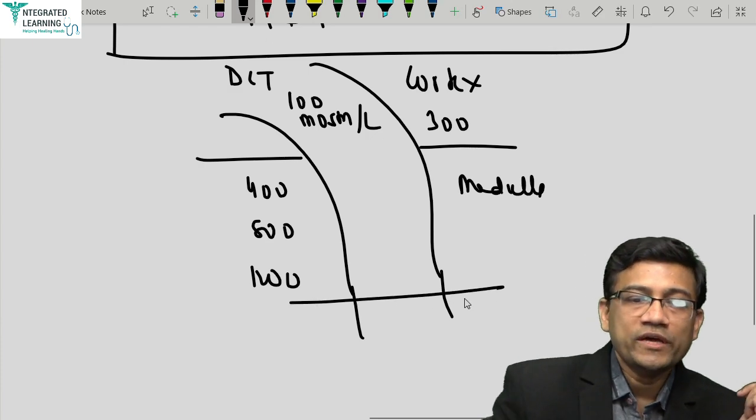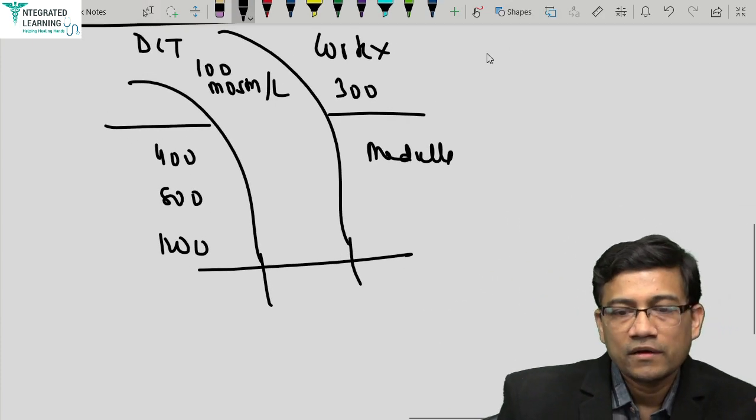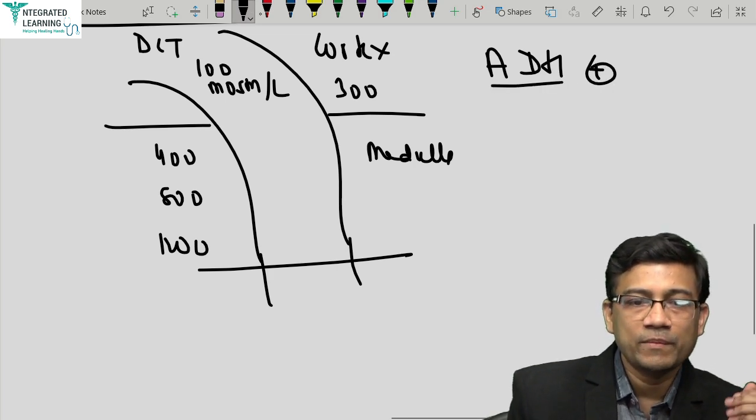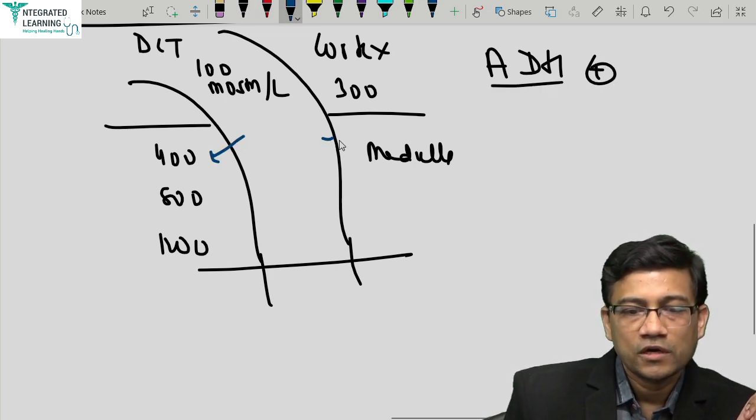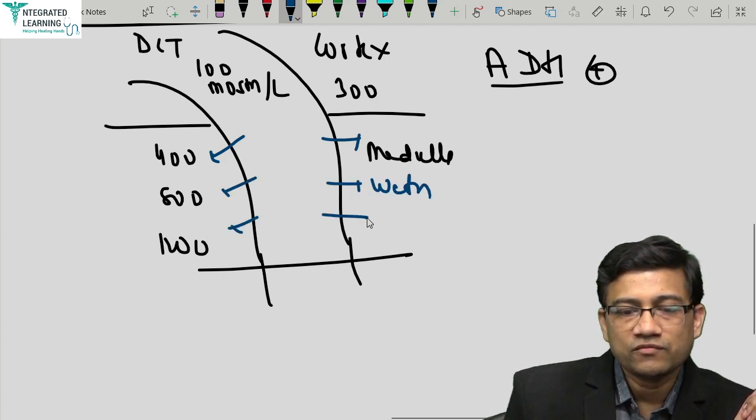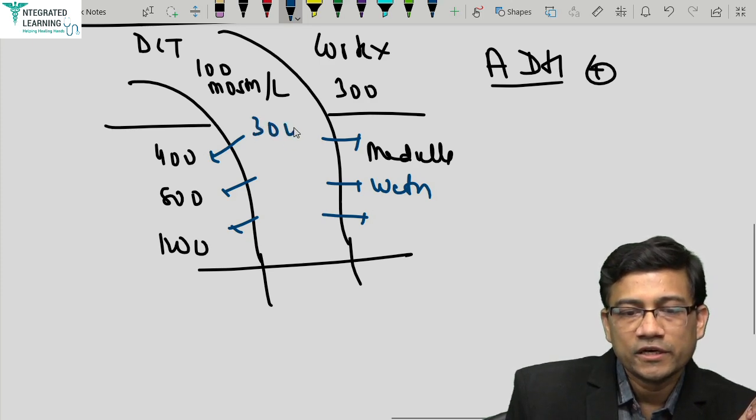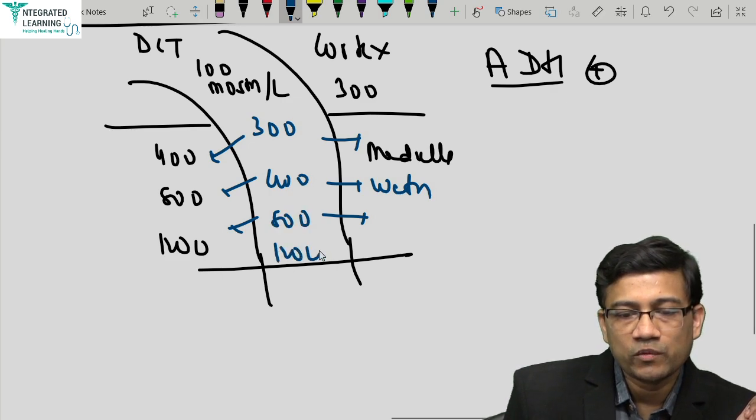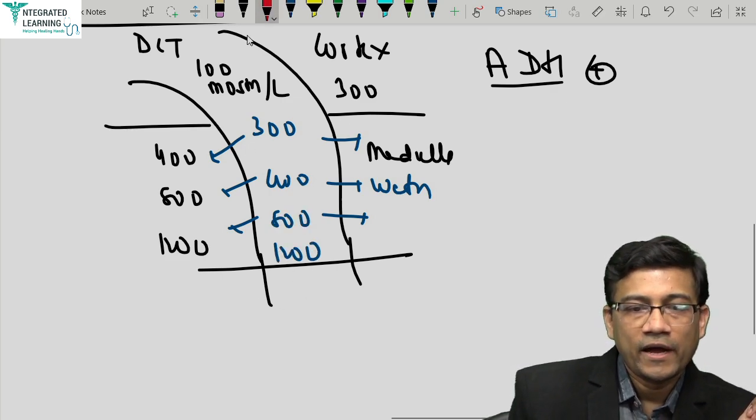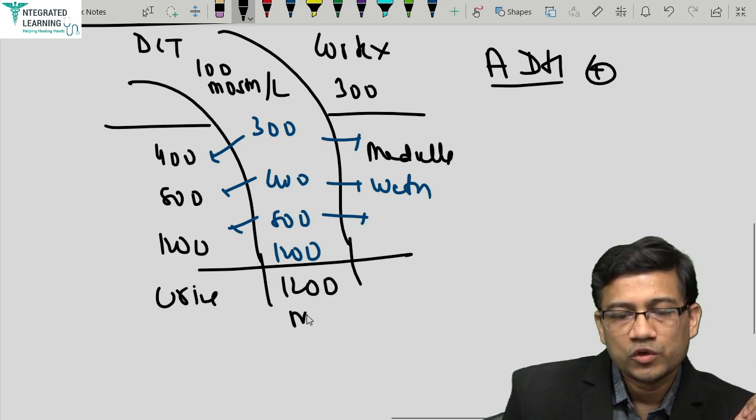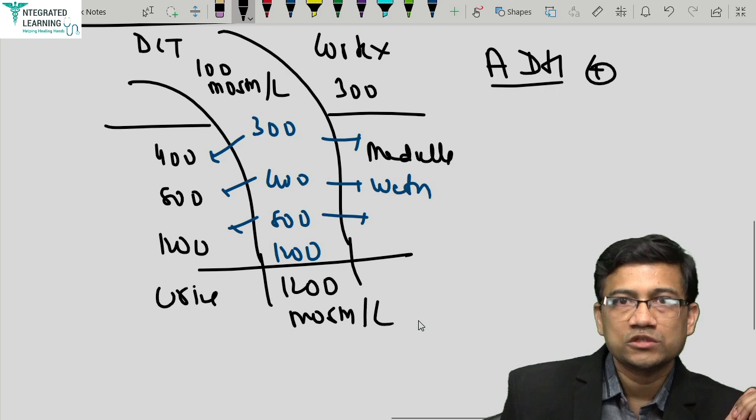So if ADH is available, it will be water permeable, and the water will be absorbed where? Into the medulla, water. And as water is pulled out, the urine will become hypertonic, let us say 300, 400, 800, ultimately 1200, same as medulla. And what kind of urine would be formed? Same as medulla, 1200 milliosmol per liter.